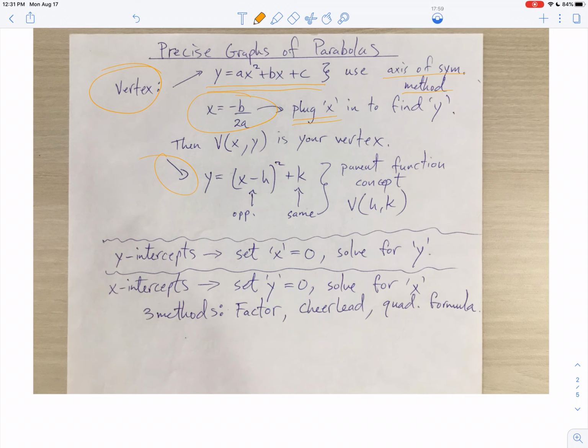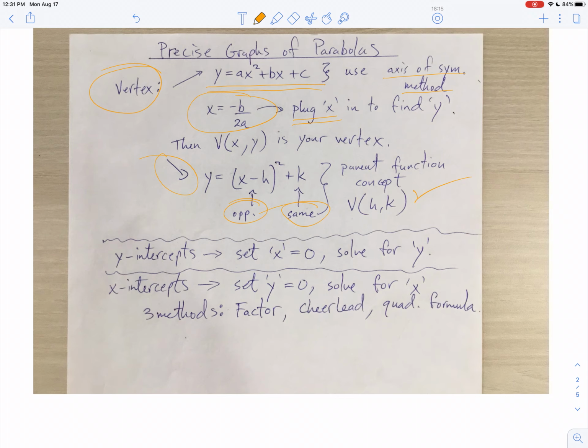Or, you'll notice my second arrow over here, they give you what's called HK form. There's names for all this junk. y equals x minus h squared plus k, parent function style format. Now, if they do that, you just go, oh, set that equal to 0 in my mind, take whatever that is, there's my vertex.